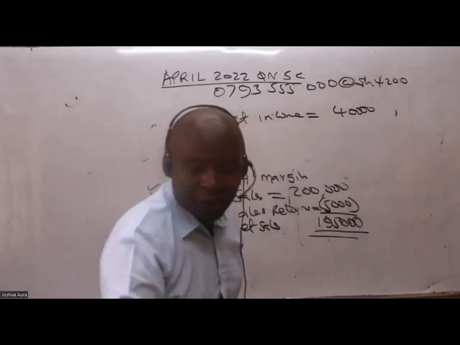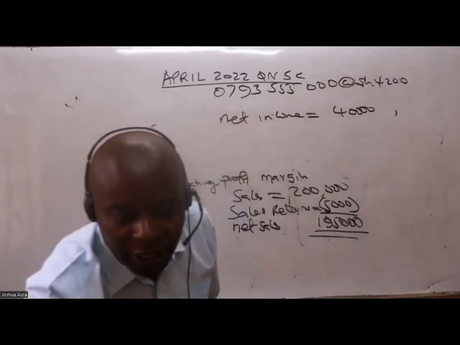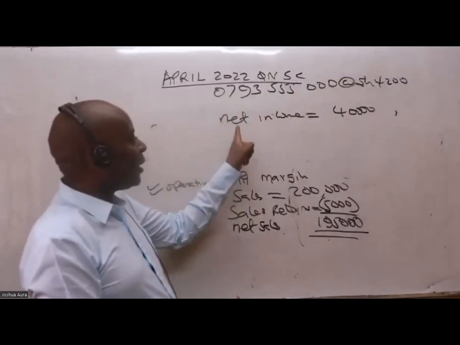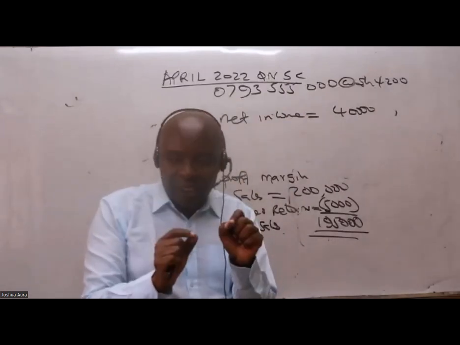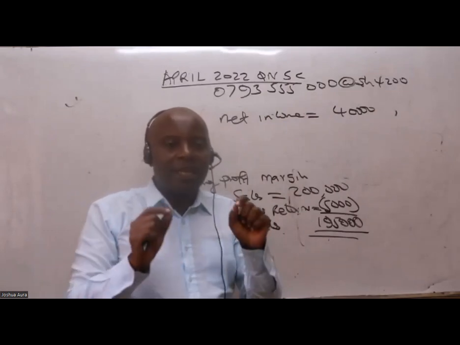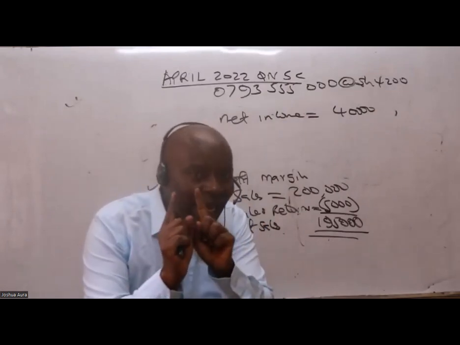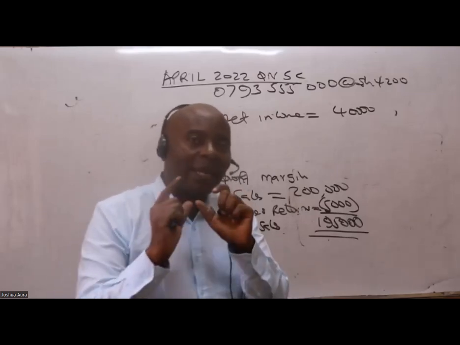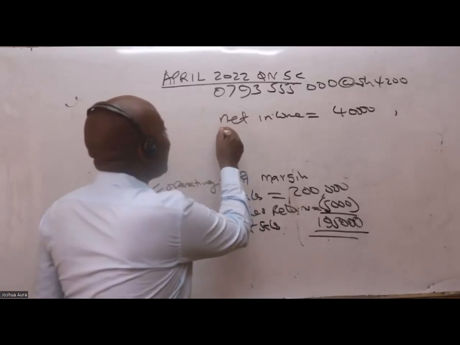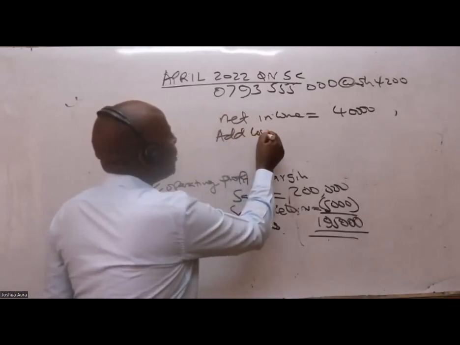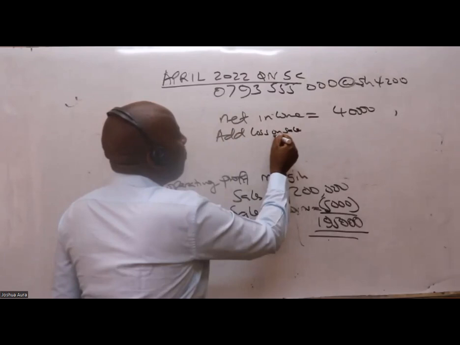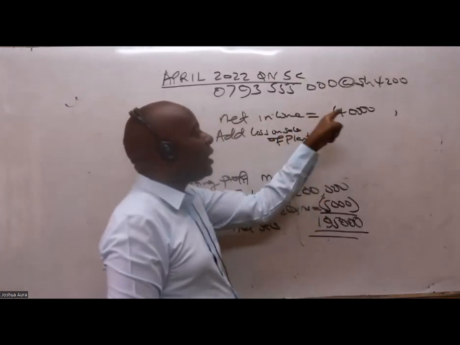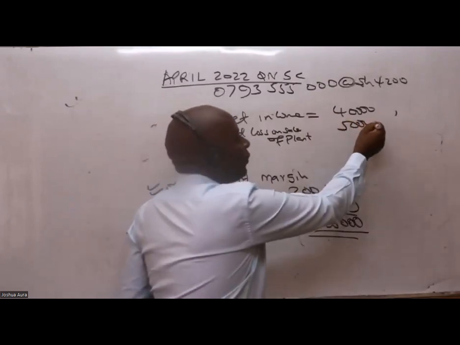But out of this 40,000, ladies and gentlemen, they are deducted to arrive at the 40,000. They deducted a loss on selling a plant. So because they deducted it and I'm making an adjustment, I must come here and say, add loss on sale of plant. We are adding it because they deducted it in arriving at this figure. So we have here 5,000.